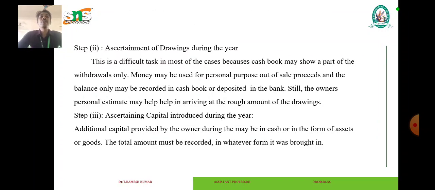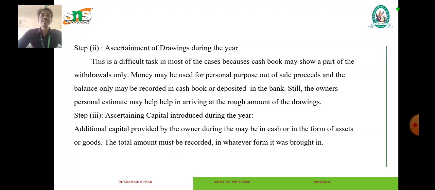Step 2. Ascertainment of drawings during the year. This is a difficult task in most of the cases because the cash book may show a part of the withdrawals only. Money may be used for personal purposes out of sale proceeds, and the balance only may be recorded in the cash book or deposited in the bank. Still, the owner's personal estimate may help in arriving at the rough amount of the drawings.